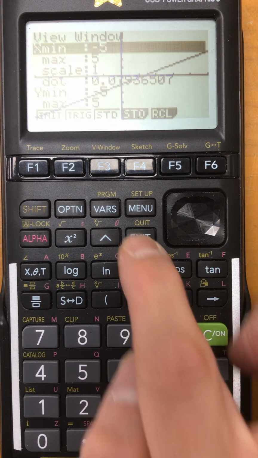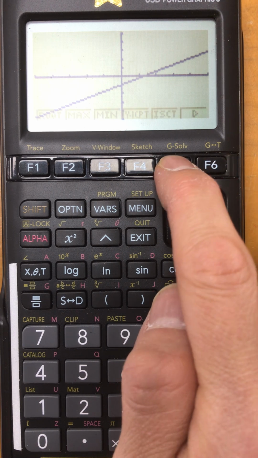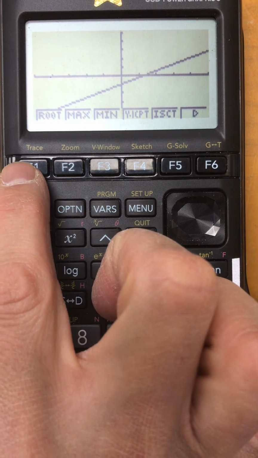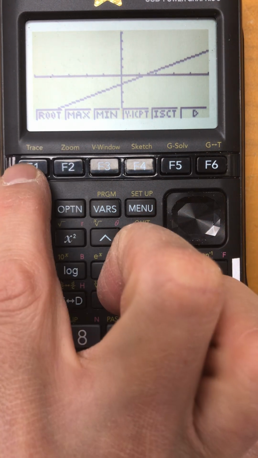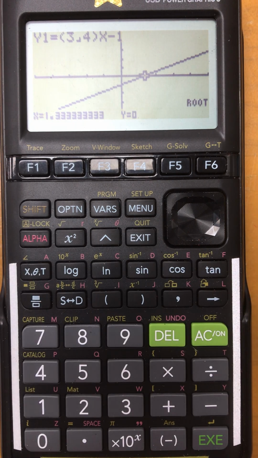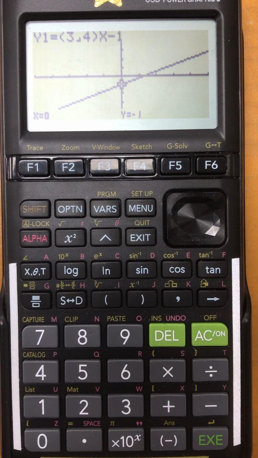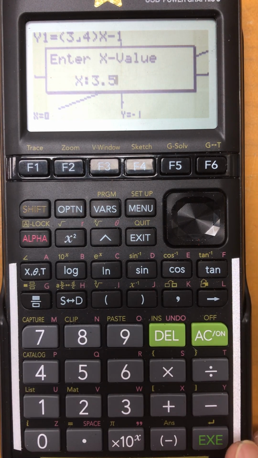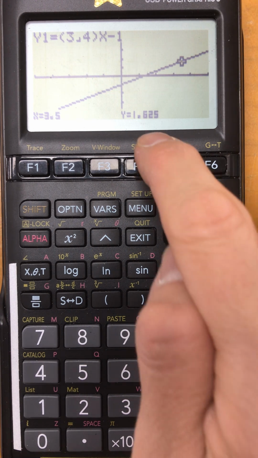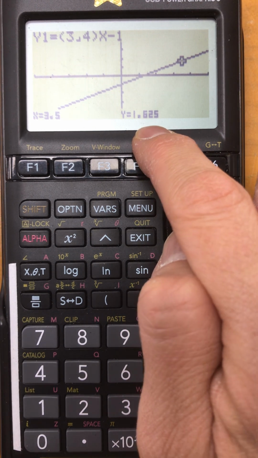So let's exit out of here. Let's go to gsolve, and the x-intercept is the root, so F1, and it automatically calculates a root or x-intercept of 1.333 repeating. Determine the y value for the following x value. So this is a trace function, so trace, x value of 3.5. Y value of 1.625.